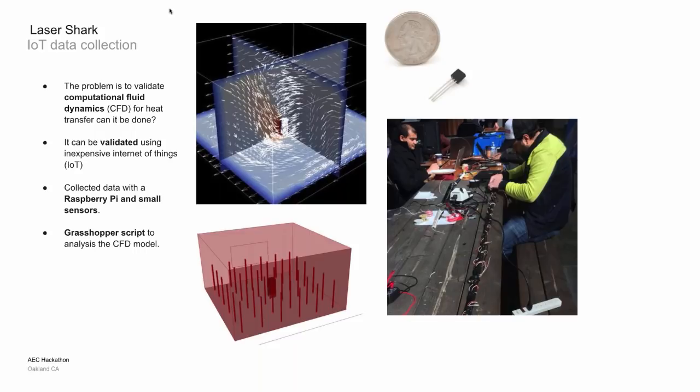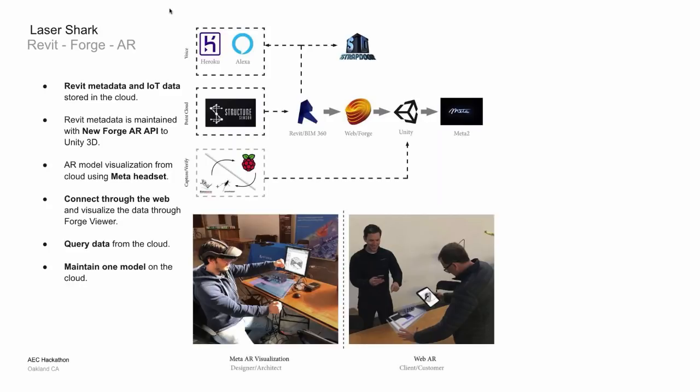So what they did over the course of the weekend was solder and build, using a Raspberry Pi and some cheap sensors, a stick where they were able to go onto the field of where we were and take data, and then bring it into Rhino using a Grasshopper script, so that we were able to take the Revit metadata and the IoT data and upload it to the cloud for visualization.